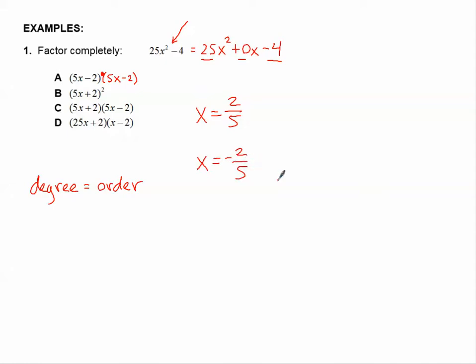So it can't be A and it can't be B because those factors have the same signs. We're down to C or D. This root would correspond to 5x minus 2. And this root would correspond to 5x plus 2. Remember, we changed the sign for the factor, and the denominator becomes the coefficient. So now I know my answer is C.